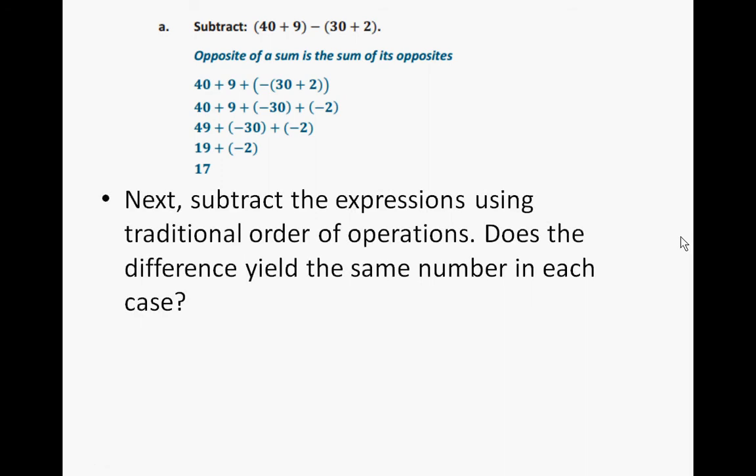Next, subtract the expressions using traditional order of operations. Does the difference yield the same number in each case? Well, yes, because using the order of operations, 40 plus 9, doing the parentheses first, would be subtracted from 30 plus 2, or 32. Well, 49 minus 32 is 17.